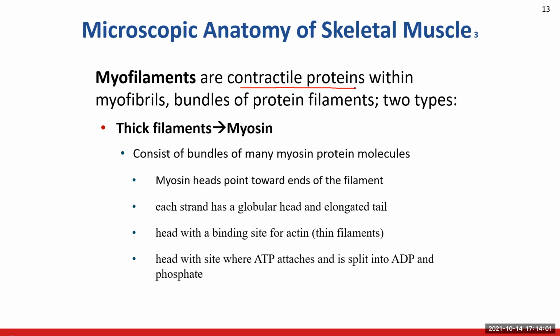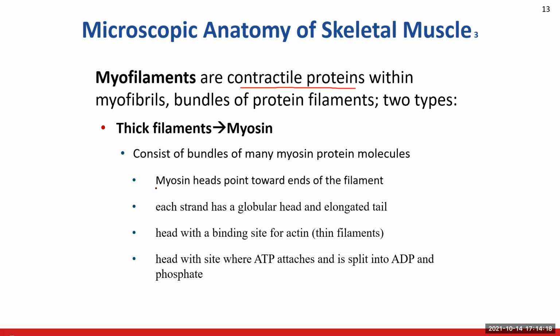There's two types. We have a thick filament known as myosin, and then we have a thin filament called actin. So we have a thick and thin filament, myosin and actin. Usually it's actin myosin. Let's just talk about myosin here for a moment. This is our thick filament.